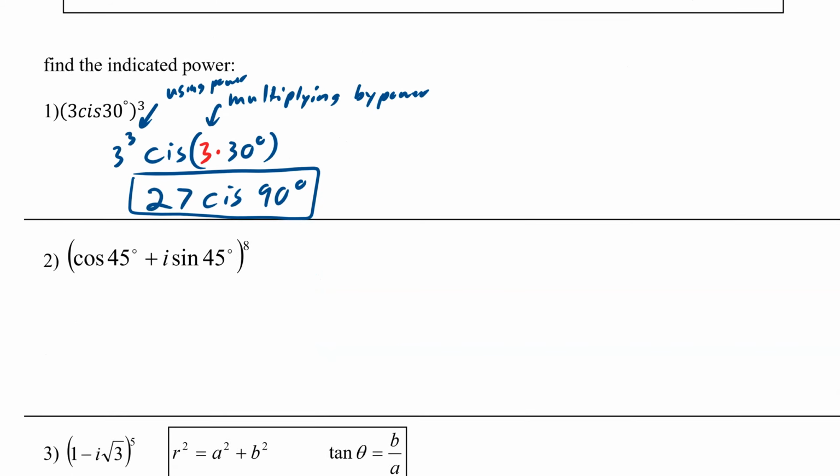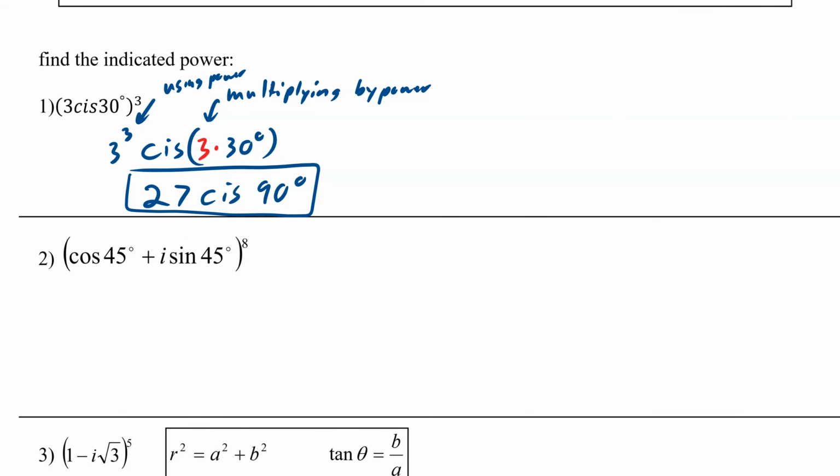All right, let's try another. So this one we're going to rewrite. So this would become cis 45 degrees to the power of 8. And so you notice there's no radius on this one. So the radius is just 1. So this would just become cis 8 times 45 degrees.